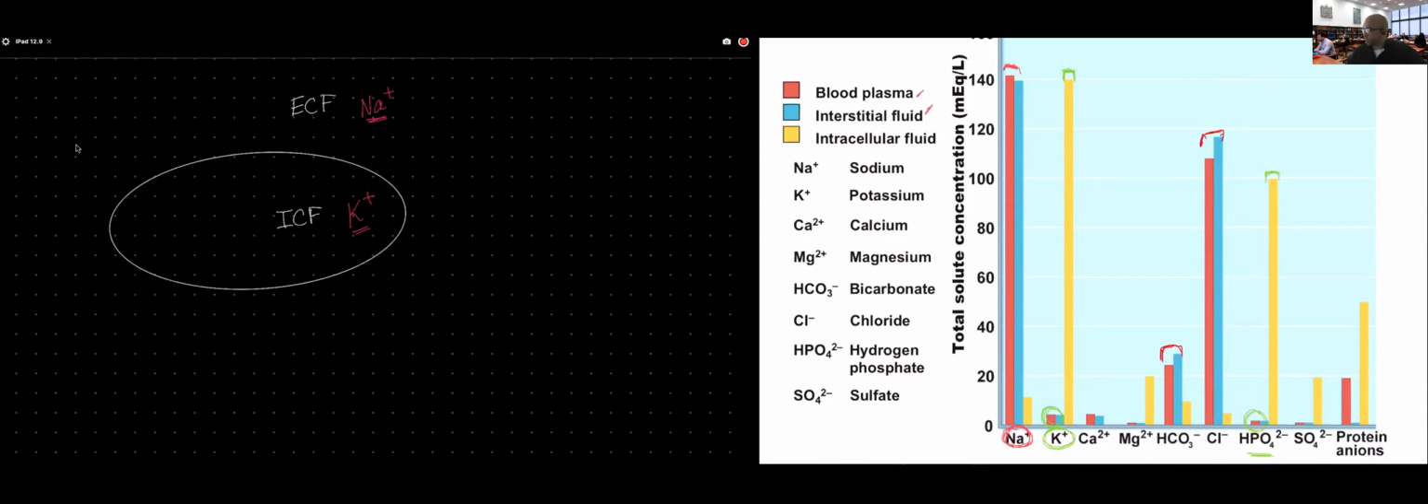So what do you notice on here? You will notice that blood and interstitial fluid either go up together or down together, so they have almost the same concentration of solutes. The only exception to this general rule is going to be the proteins, the protein anions. Why do you think you're going to have proteins in your blood, proteins in your cells, but you don't have proteins in the interstitial fluid?